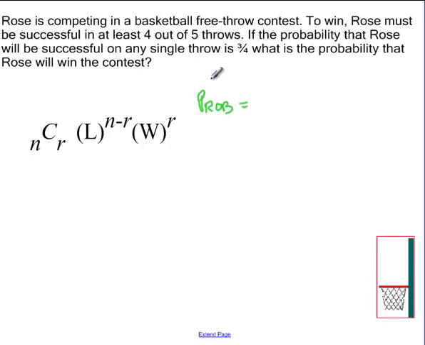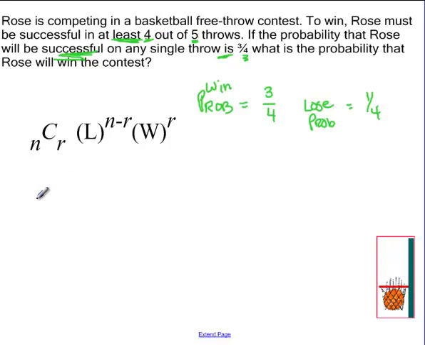Probability. Success is 3/4. So look, I figured out my winning probability. It's 3/4. So it's kind of obvious what my losing probability is. 1/4. Okay, so I can put them over here in losing and winning. Now, is this an at least or an at most? It's an at least 4 out of 5 shots.